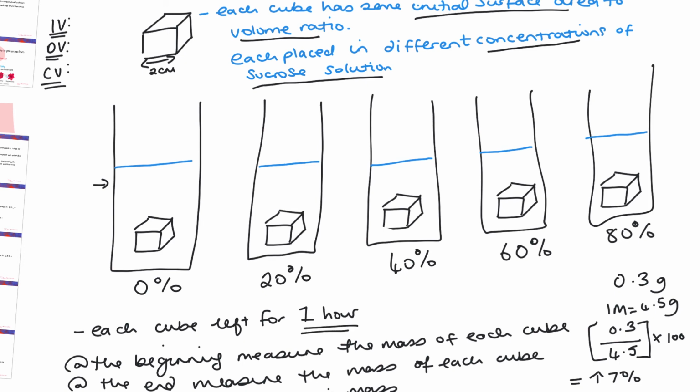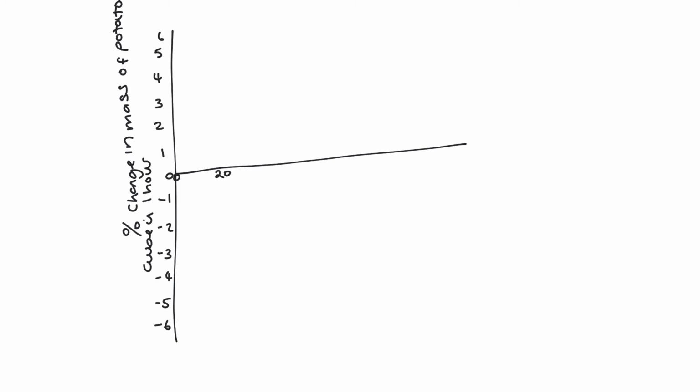So after the student did this, she gathered all of her data and she collated it into a results table, and then she plotted a graph. Let's have a look at the sort of graph that you would plot. And what did she find? She found that at 0% sucrose solution, so in pure water, her potato cubes gained a large volume of water. And so they had a high percentage increase in mass.